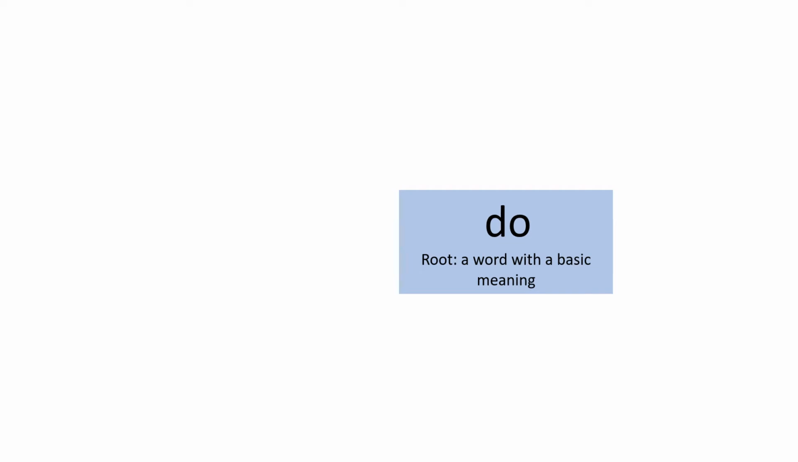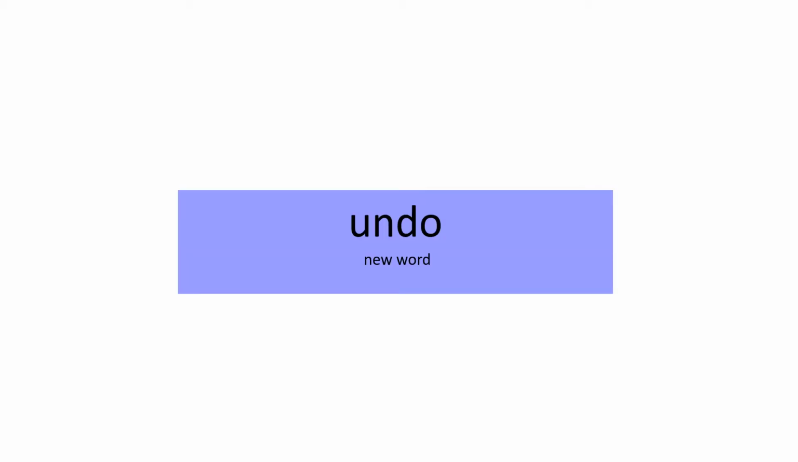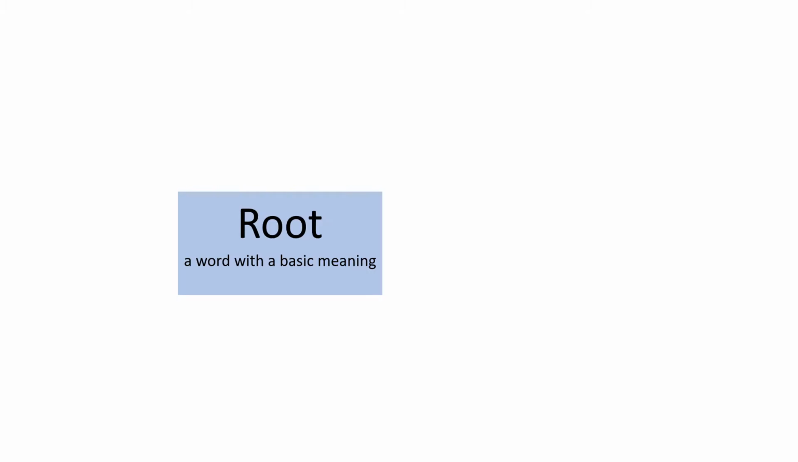For example, the verb do is a root word. We can add a small part in front of do. Un is the prefix. A new word is formed. Undo. We can also add a small part behind the root word to form a new word. This small part is called a suffix.